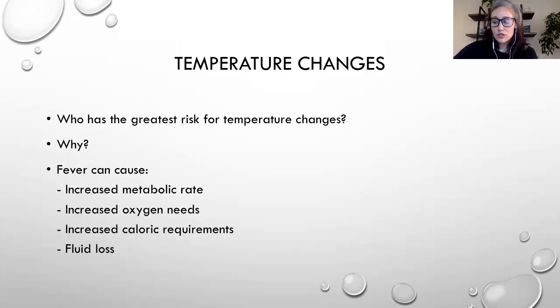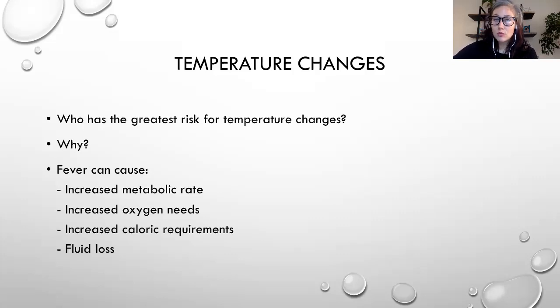So temperature changes. Who has the greatest risk for those drastic temperature changes? That would be infants, for several different reasons. One being the lack of insulation, right? They are little scrawny things. They don't have a lot of that sub-Q fat. They have poor capillary reflexes, and they don't have that shivering reflex. So they aren't able to keep themselves a little bit warmer.